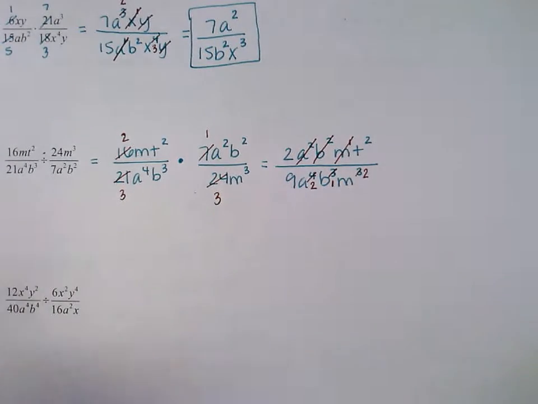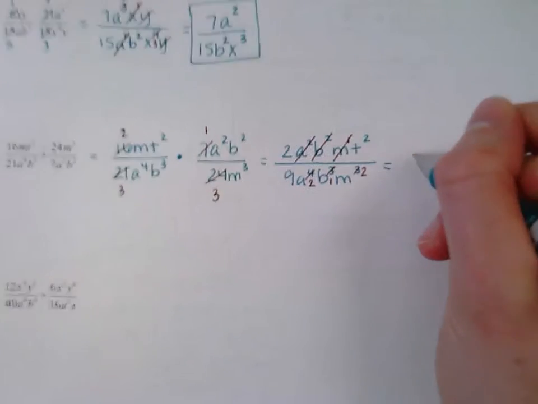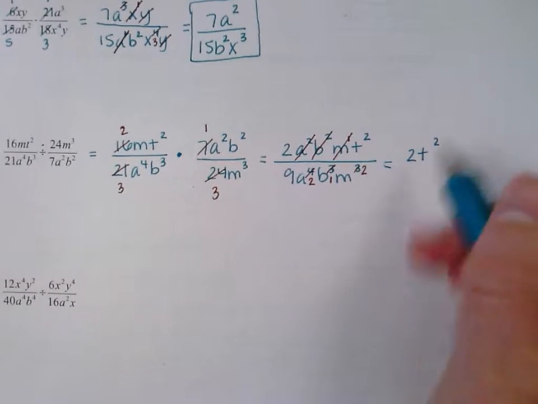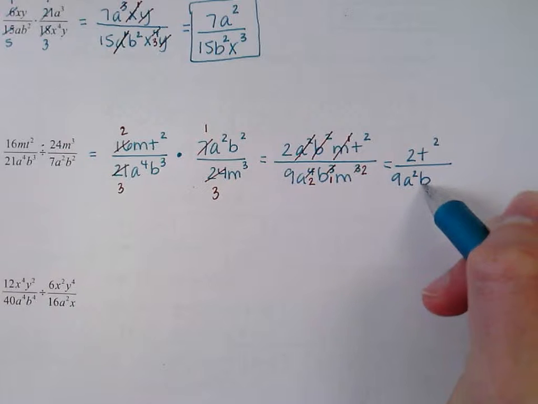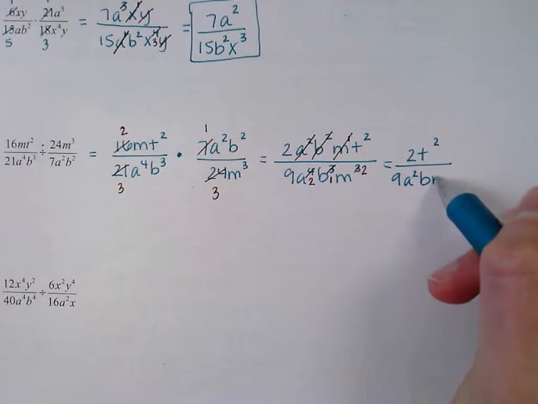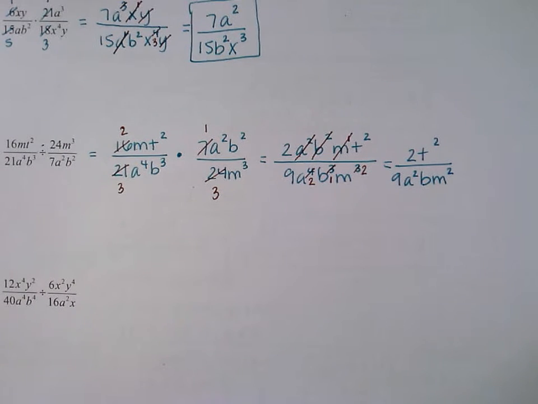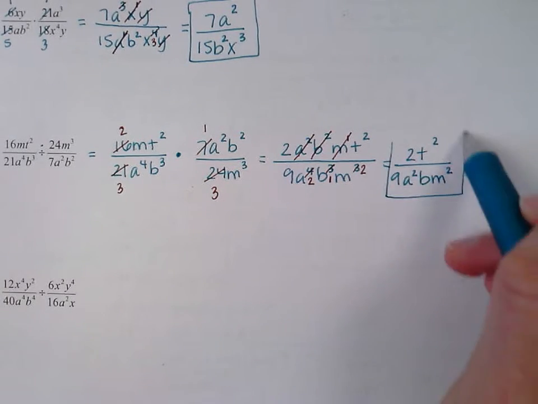And then I only have the t squared on the top. So I have 2t squared on the top, 9a squared b to the first, and then m squared on the bottom. And that would be final.